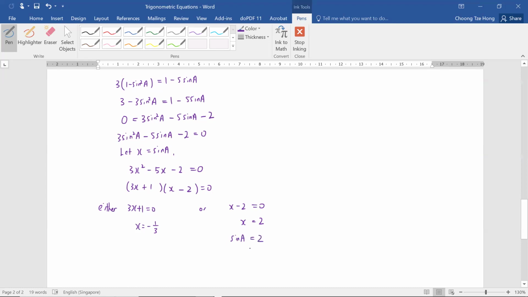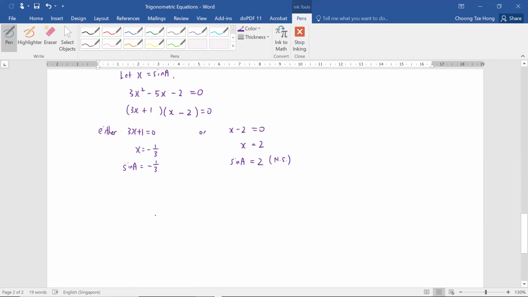You realize that for this second equation on the right side, you will not be able to get any solution because sine is O over H. O can never be longer than H, so sine A can never be greater than 1. Okay, so over here you have no solution. Then from here you replace sine A with negative 1/3.